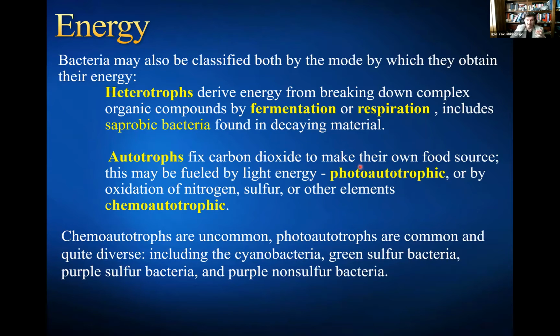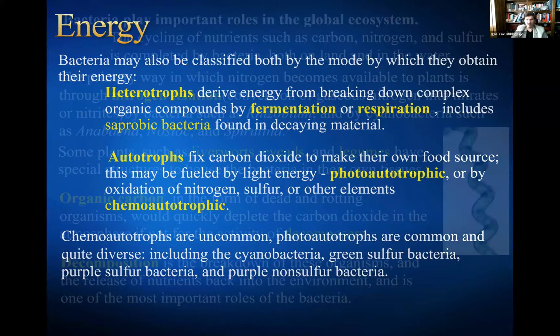Well, plants are not bacteria, but we're talking about cyanobacteria. They're using the light in order to make the food. And then there is a group of bacteria which lives deep in the ocean. There is not much light, so they're using special chemical reactions, so chemical autotrophs. So anyway, here we have some of the important roles.